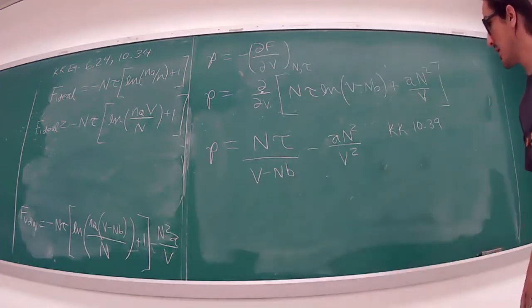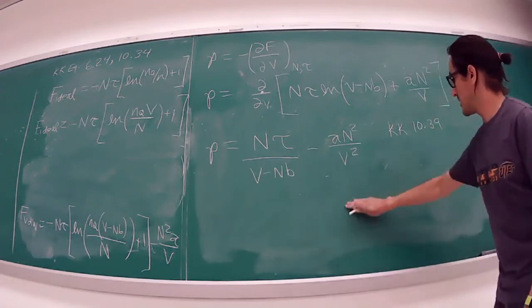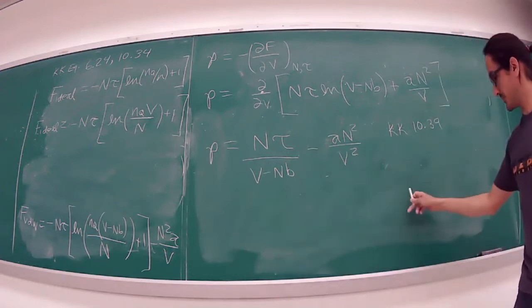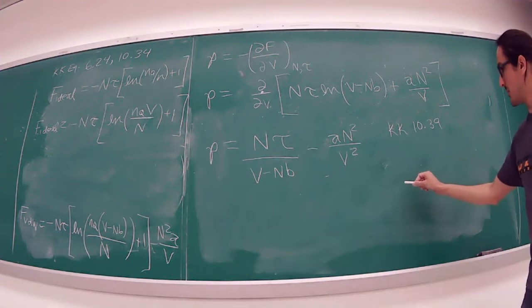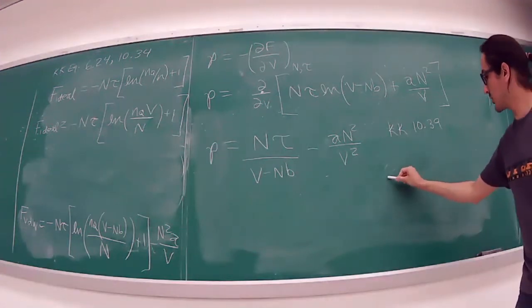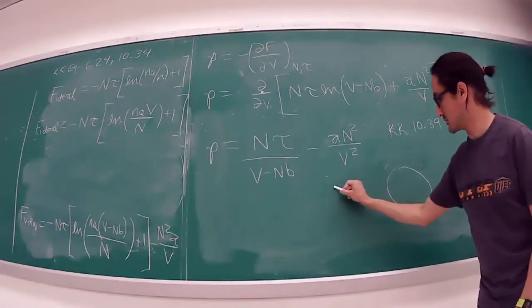Okay, what does the B stand for? NB. Yeah. B is the volume of a particle.